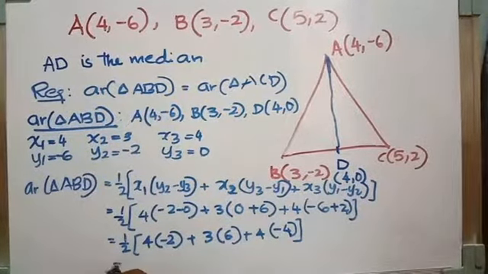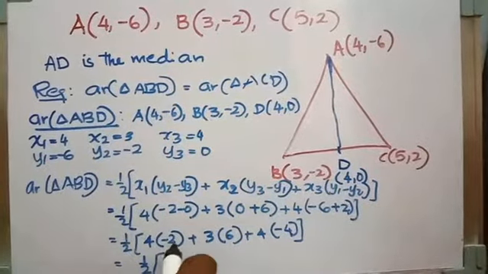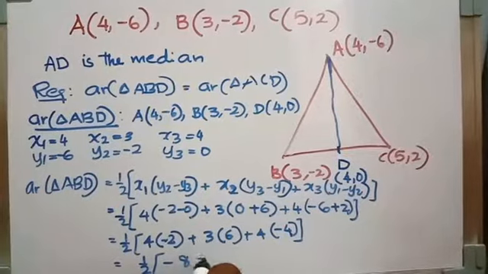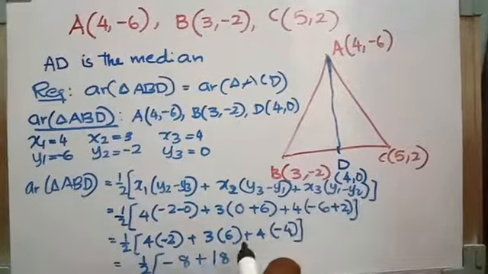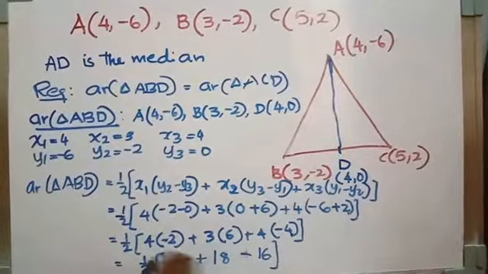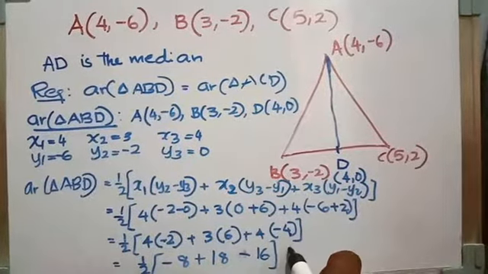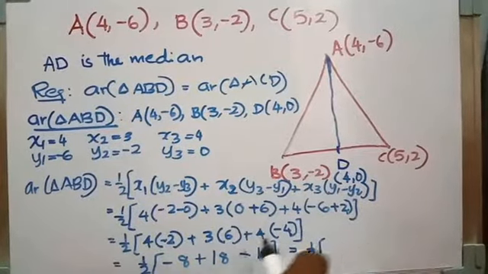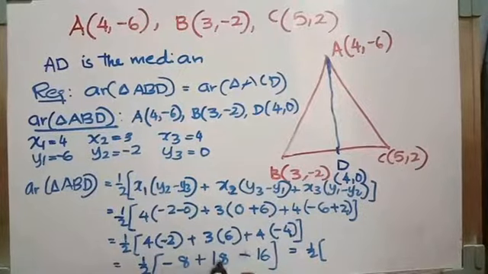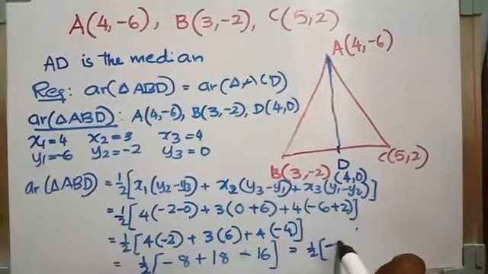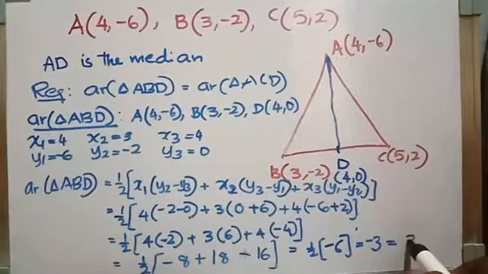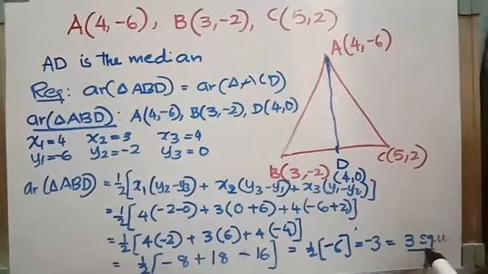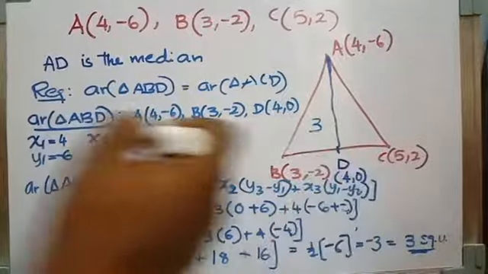That is equal to half of -8 plus 3 times 6, 18, plus 4 into -4 is -16. So what do you get here? -8 plus 18 minus 16. We get the answer as -6. That's equal to -3, but as it is an area, we can make it 3 square units. So the area of triangle ABD is 3 square units.